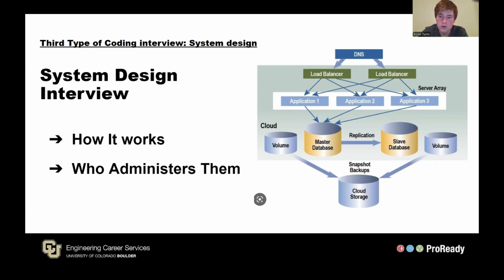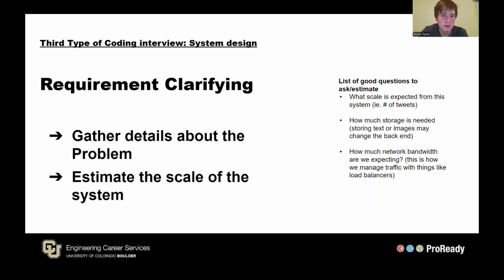Okay. So the first thing again is going to be clarifying the requirements, making sure you understand the problem. Typically they'll give you some parameters, but there's a couple things that you're basically always going to want to ask about regardless of the system. And that's going to be the scale. The scale is the big one.